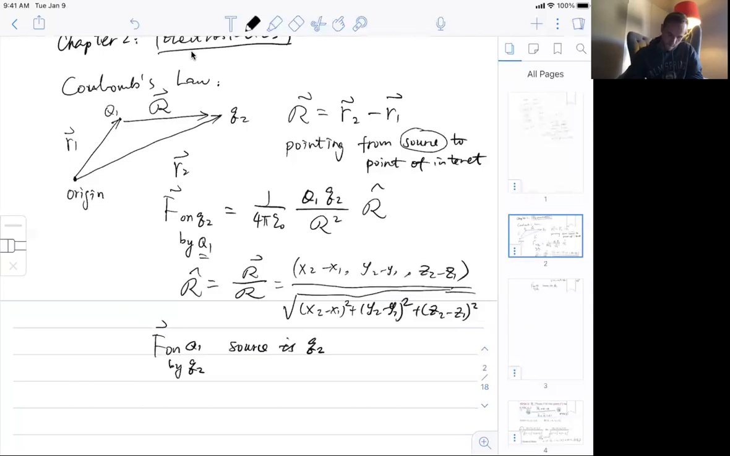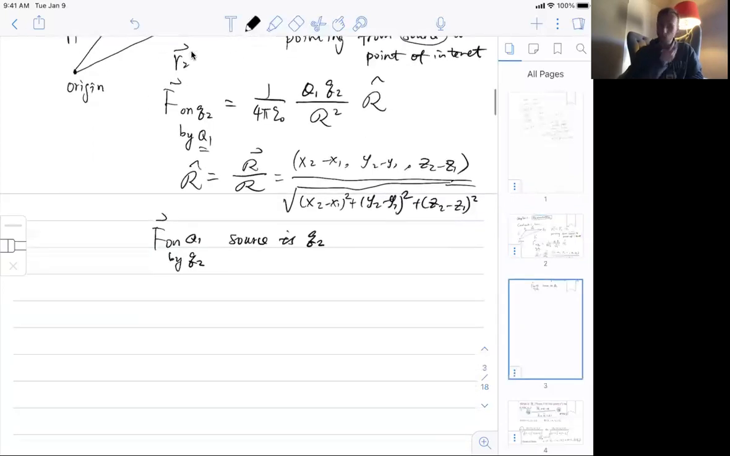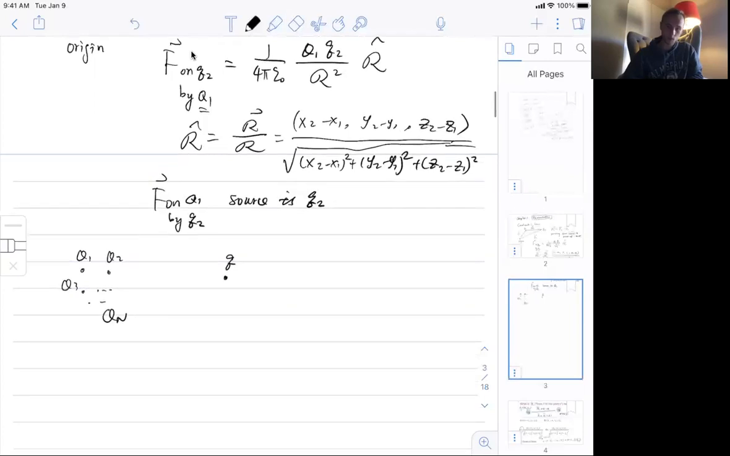And if you have multiple of those charges, now we are looking at more than one source. If I have multiple charges, Q1, Q2, and Qn. So let's say you have Q1 here, Q2 here, Q3 here, and a lot of these point charges, and they all exert a force on this little q, for example. Then you have multiple sources. So by superposition principle, we can add up all the forces together.